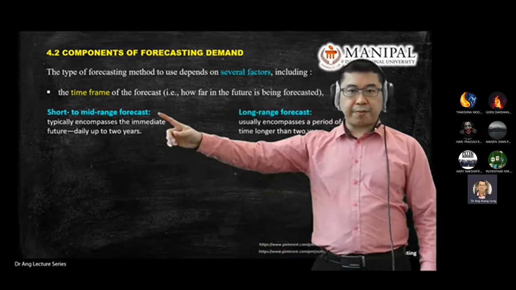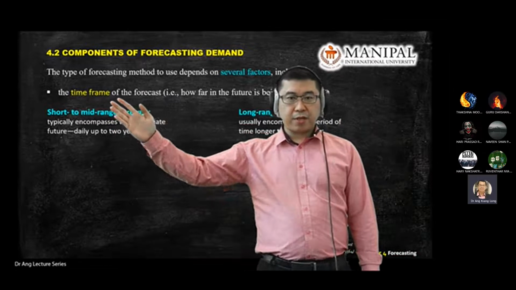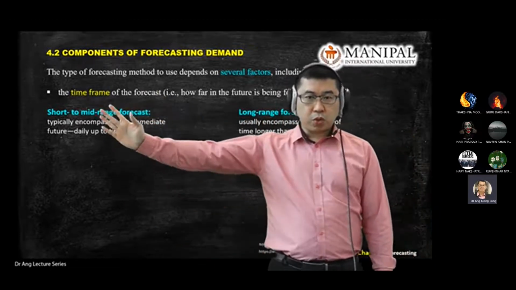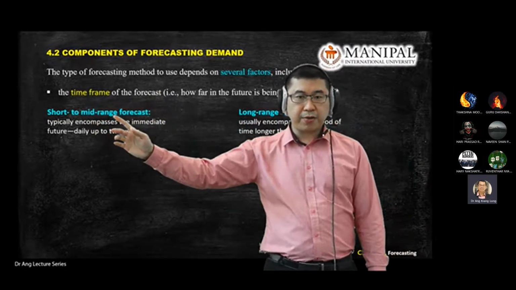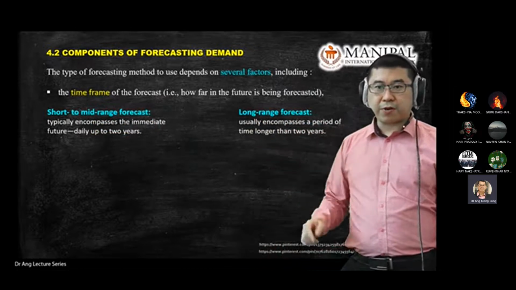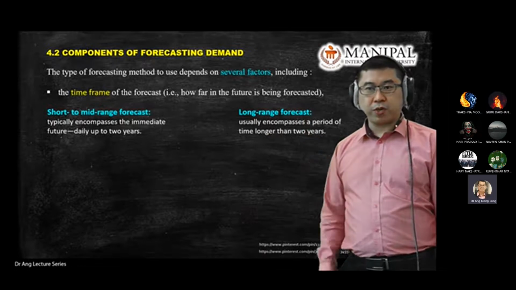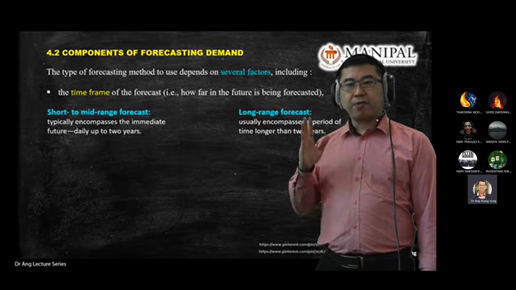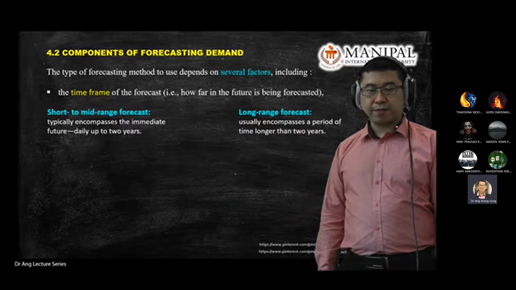So under time frame, you have two main families. You will do a short to mid range forecast, or another category that falls under a long range forecast. Long range forecast means more than 2 years by definition. What I mean by long range forecast is you're doing something more than 2 years.